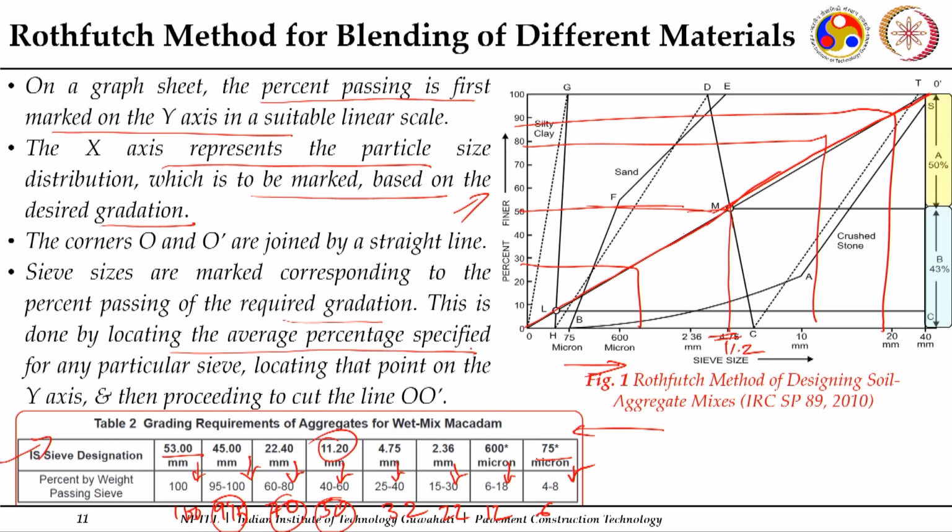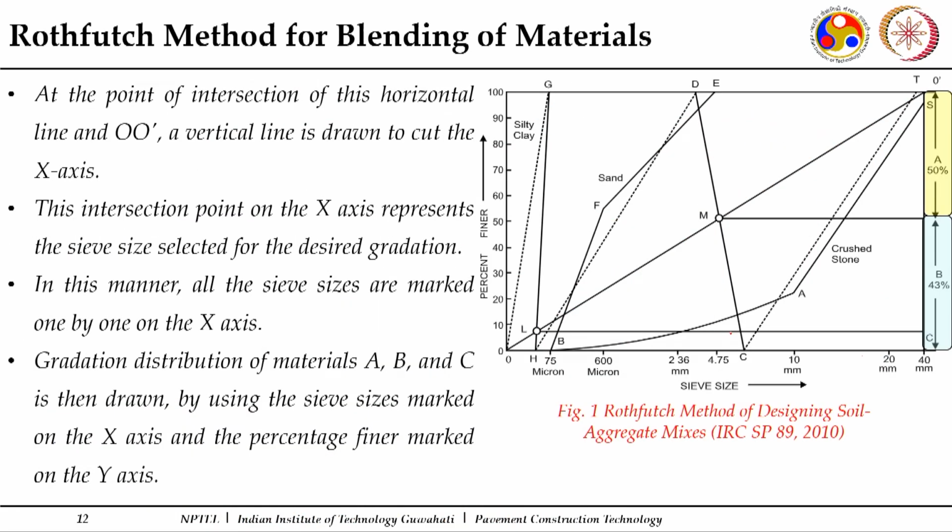This is done by locating the average percentage passing, which we worked out, locating that point on the y axis. We locate that percentage passing, and then proceed to cut this diagonal line, and then we project it down, we get the sieve sizes. So once this is done, you get your sieve sizes over the x axis for this one.